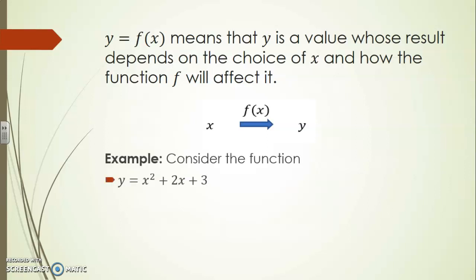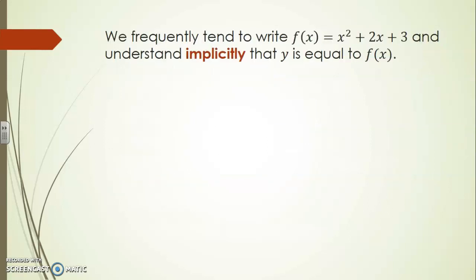For example, if you consider the function y equals x squared plus 2x plus 3, the function itself is the x squared plus 2x plus 3, whose outcome will depend on what value of x was chosen originally. The result will constitute the value for y. We frequently tend to write f of x equals x squared plus 2x plus 3 and forfeit writing the y, so it's understood implicitly that y is equal to the value f of x will produce.